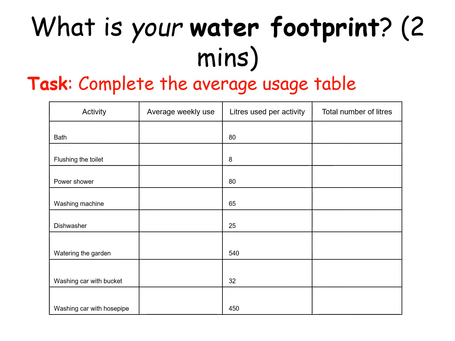If you don't have baths because you have showers, then put a 0 in that first box. And then when it gets to the one that says power shower, you can write down how many showers you have. So a little bit of maths for you, a little bit of calculating. See if you can work out how much water you use per week. Pause this slide and then continue when you've completed the table.